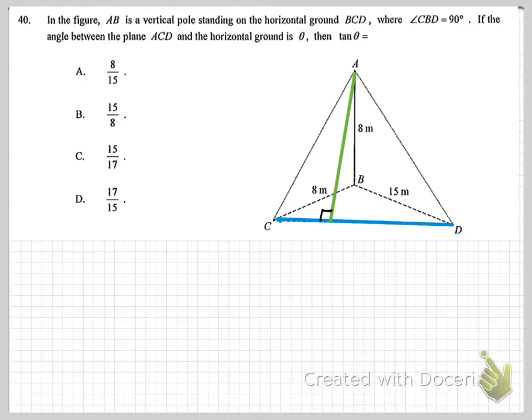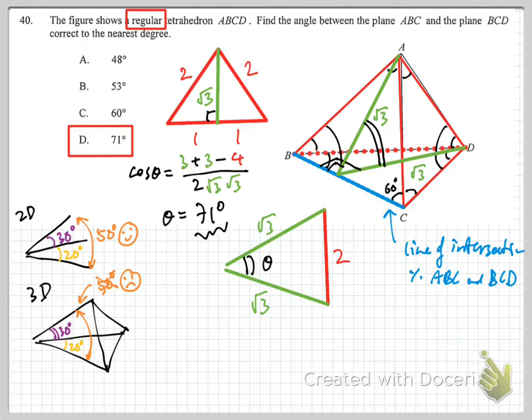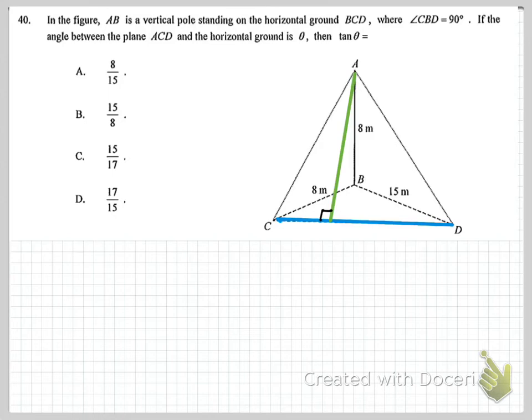But this question is different from the previous one. In the previous question, all the triangles were congruent, so we knew the two green lines were the same. But this case is not that much. We know that the triangles are not congruent. So this purple line may not be the same as the green line. But anyway, this is also a right angle for the purple one.